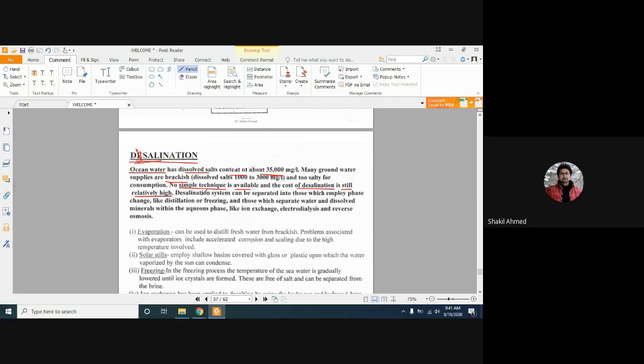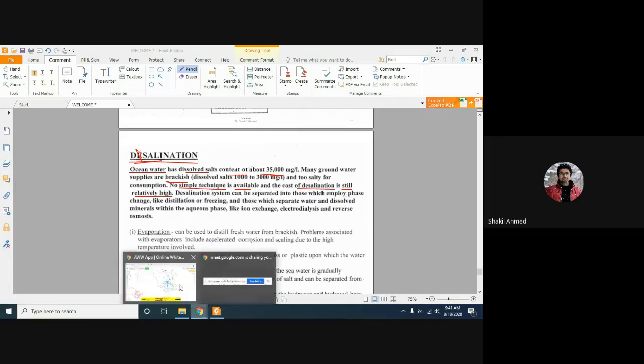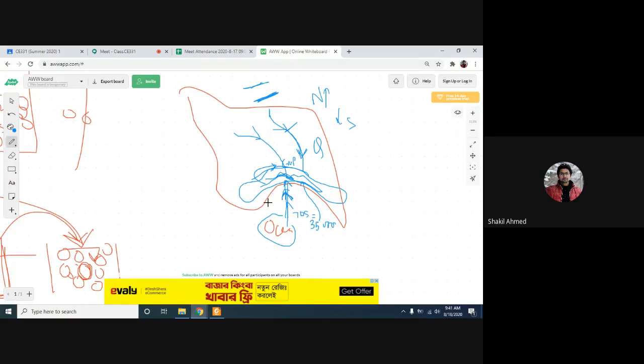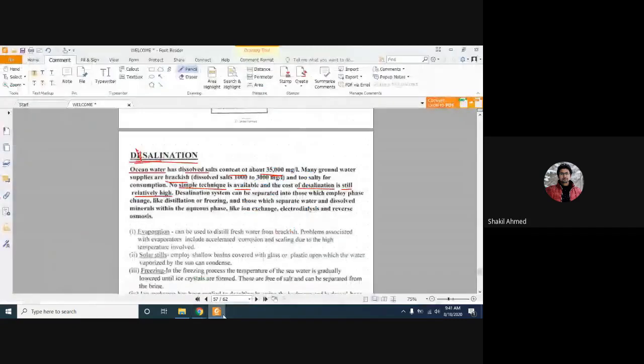Desalination systems can be separated into those which employ phase change, like distillation or freezing, and others. Another problem I just remembered: with the climate change effect, your sea level will rise, and if your sea level rises, then you have more and more ocean water intruding into the inland, and more salinity pollution. That's another reason. As we were discussing, there is no simple technique available for desalination.